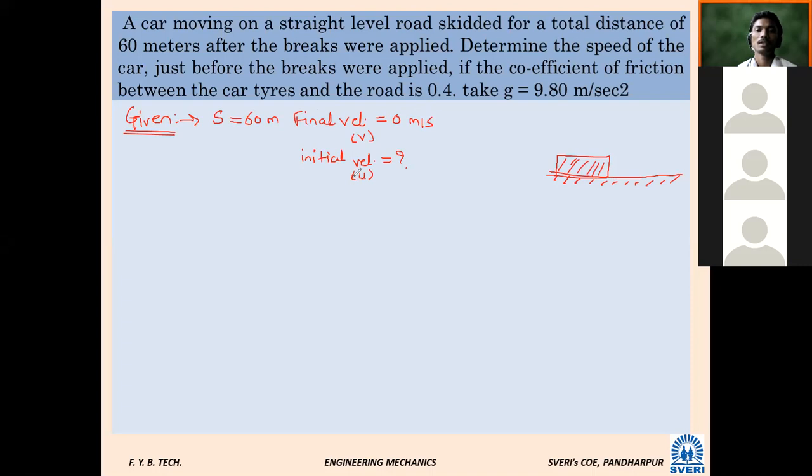Next one, what is given? Coefficient of friction. How much is it given? 0.4. And what is the value of g? We take it from the problem, 9.8 meter per second square. Now, S is known, final velocity is 0 because brakes are applied, and initial velocity we want to calculate. The car skidded for a certain distance.